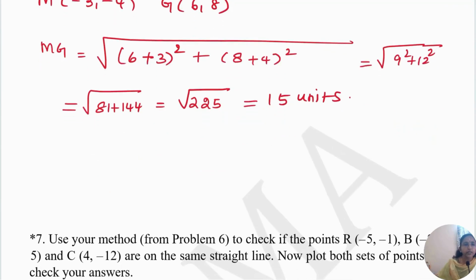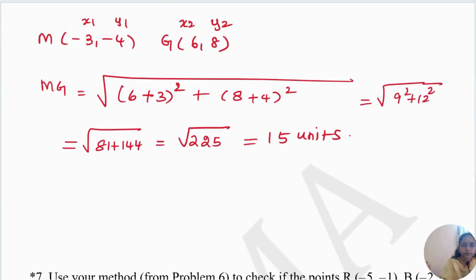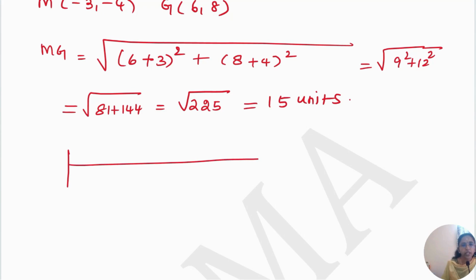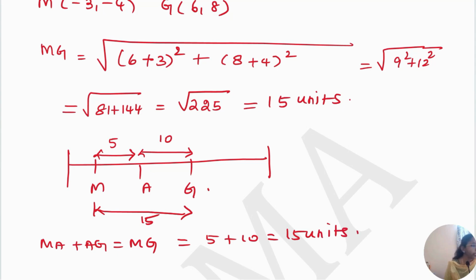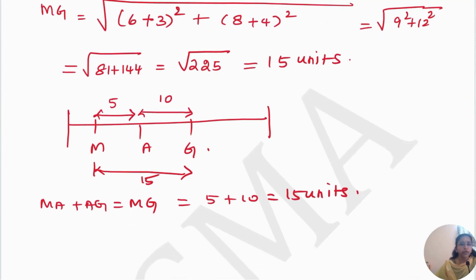So you can consider your points like this. This is our M, this is our A, this is our G. We got MA as 5 units, AG as 10 units, and MG we got totally 5 plus 10, 15 units. So we can come to a conclusion: MA plus AG is equal to MG, that is, 5 plus 10 is equal to 15 units. Then all the points will lie on the same straight line.